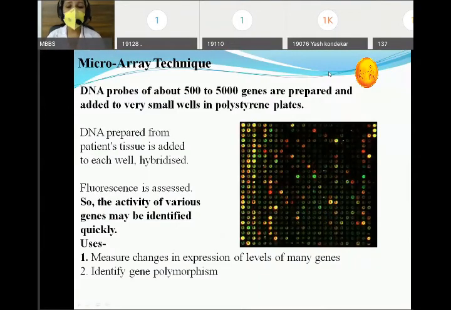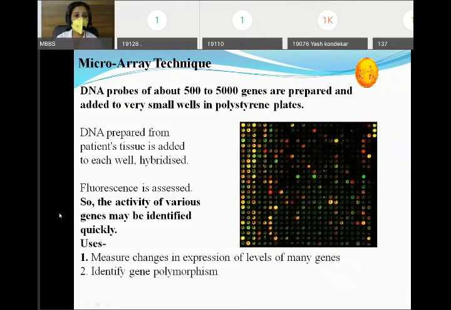Now, another is the microarray technique. This is commonly asked for short notes. In the microarray technique, DNA probes of about 500 to 5000 genes are prepared and added to very small wells in polystyrene plates. This is a polystyrene plate in which wells are there, in which DNA probes are added.